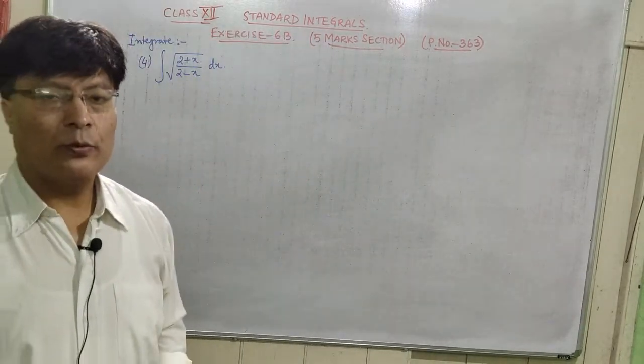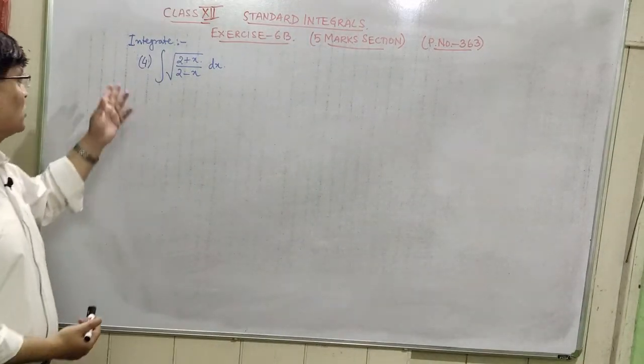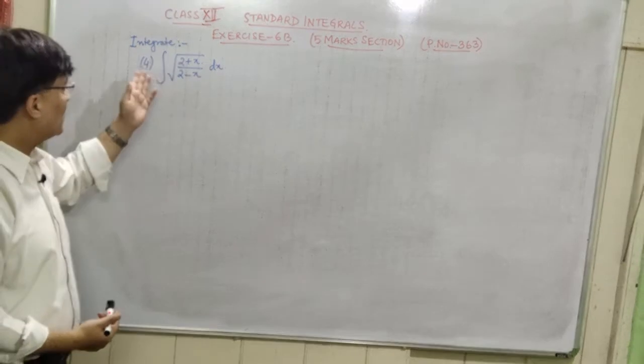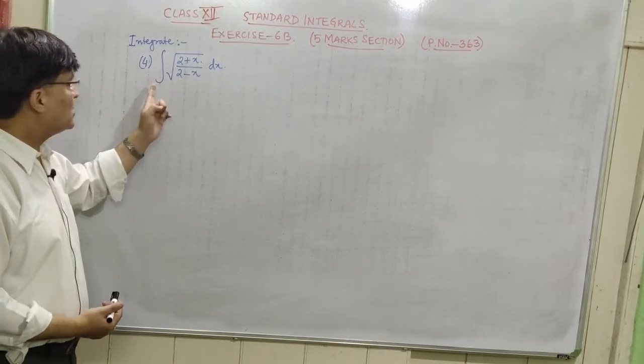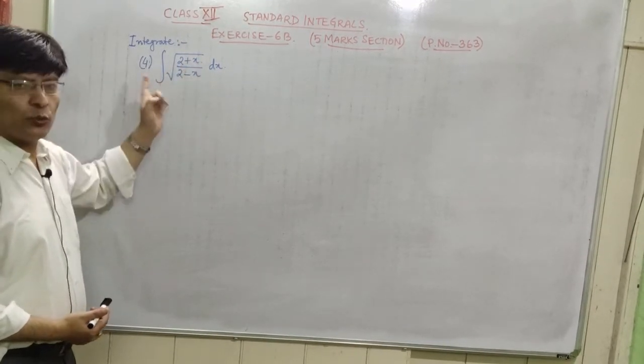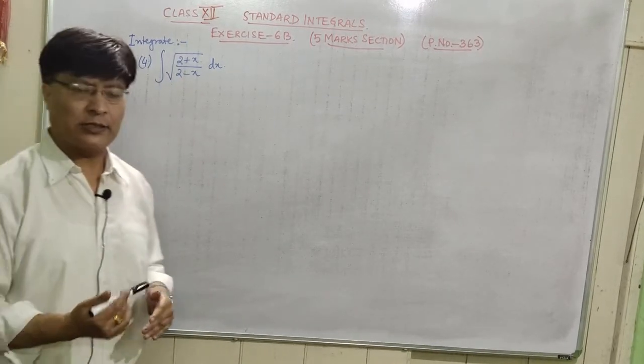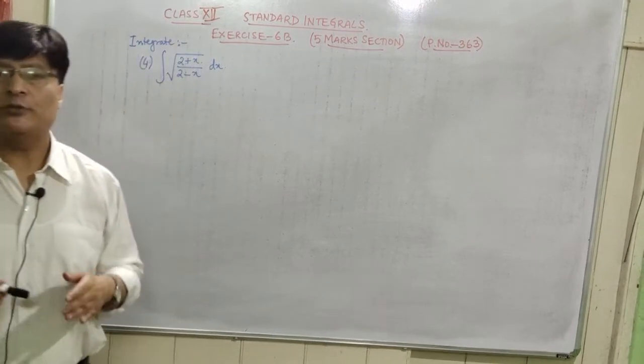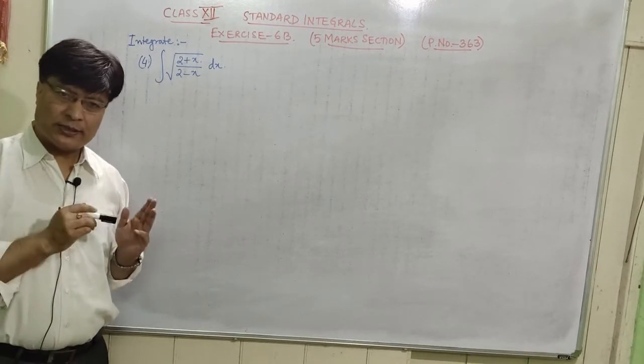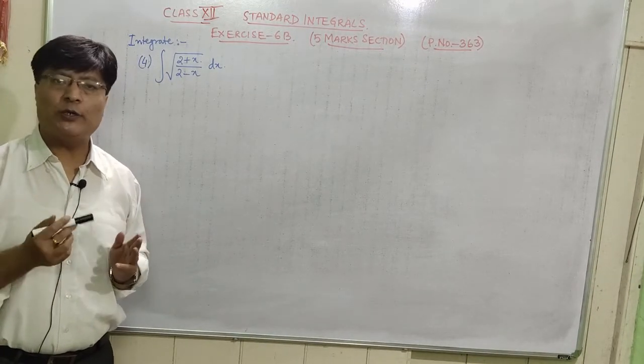So now we'll do the next type of question, that is question number 4. You have to evaluate this integral, that is integration of within square root, there is a fraction, 2 plus x divided by 2 minus x, dx. So this is a different type of problem. So how will you do it?